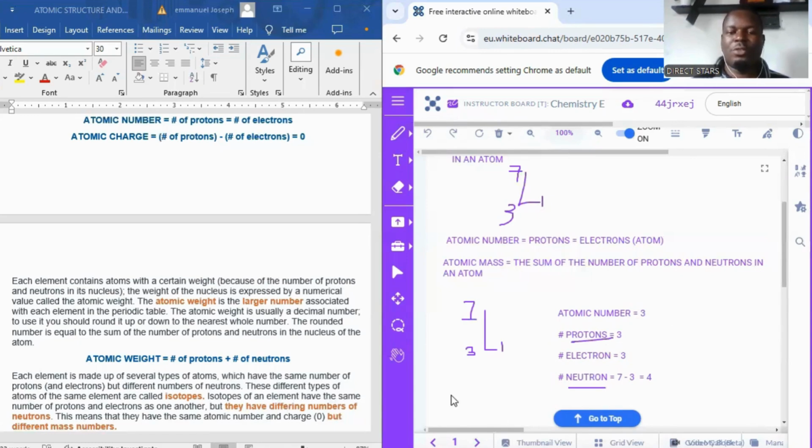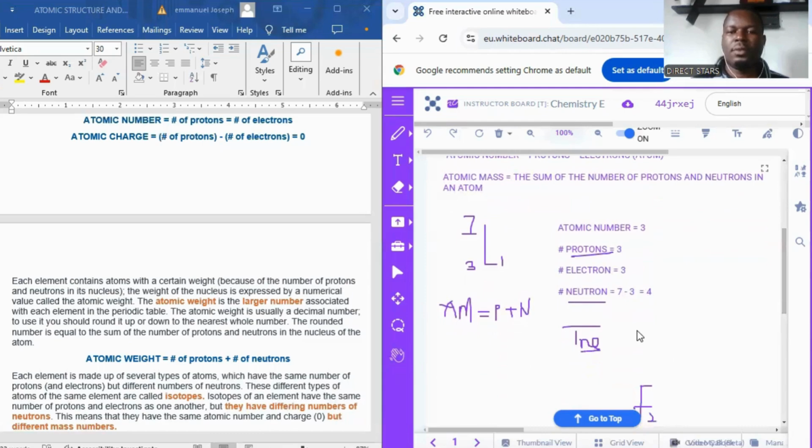So if you are to solve it in an algebraic manner, you say atomic mass, Am, equals my protons plus my neutrons, okay? And then if I'm to show that, I will say my mass number is 7, which equals my protons, which is 3, and then plus my neutrons, which I don't know.